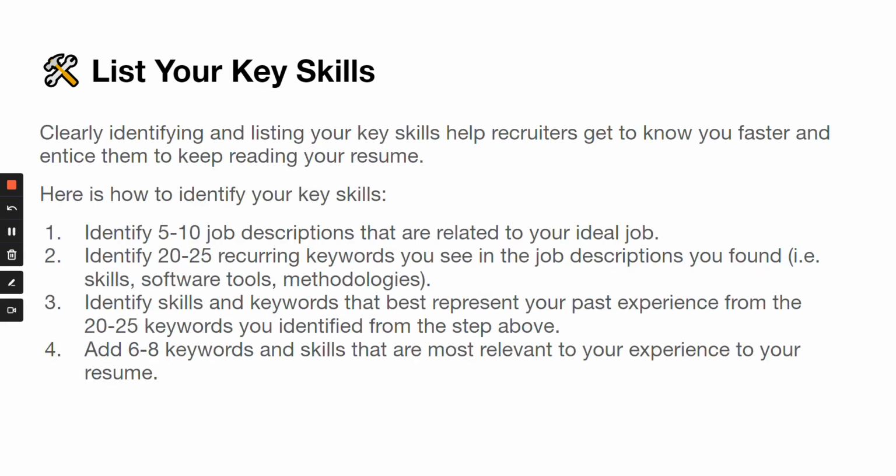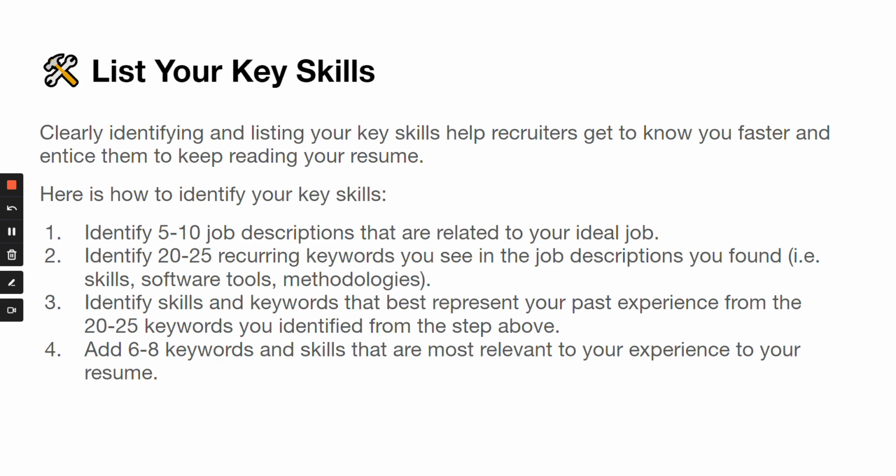So I want to give you a few steps on how to figure out what key skills you should even be putting on your resume. The first thing you should do, if you're applying for a job role, is identify about 5 to 10 job descriptions that are related to the ideal job you're applying for.